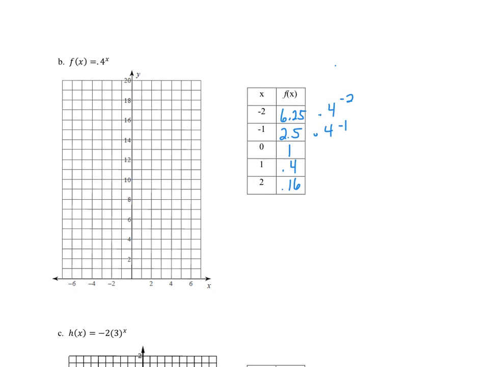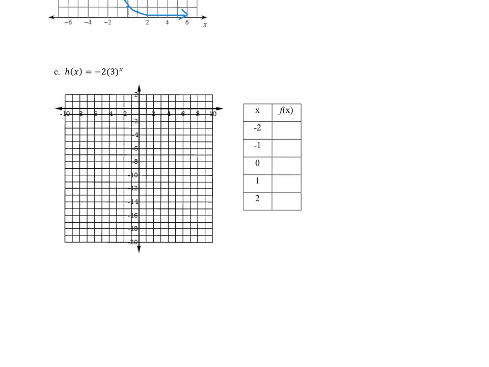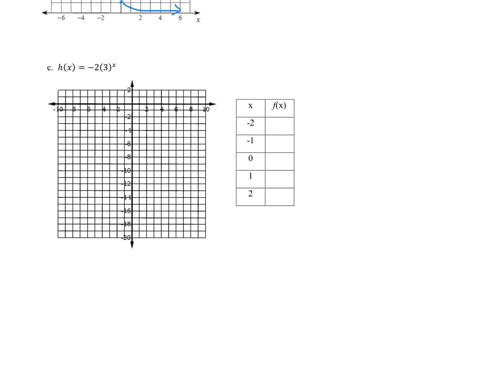I graph those, and it looks something like that. Then I connect my dots. Voila. Really, all this can be done in your calculator. Just make sure you're putting it in correctly.